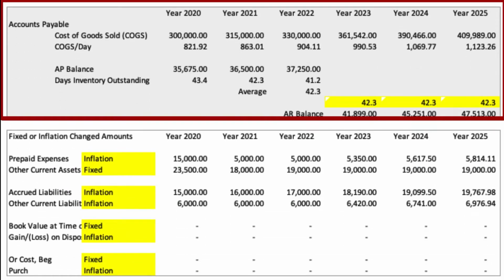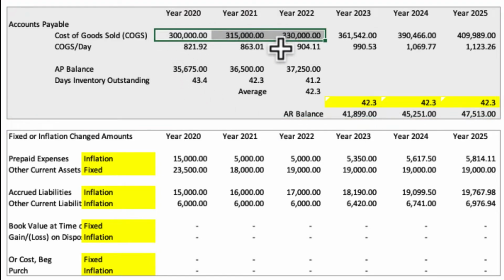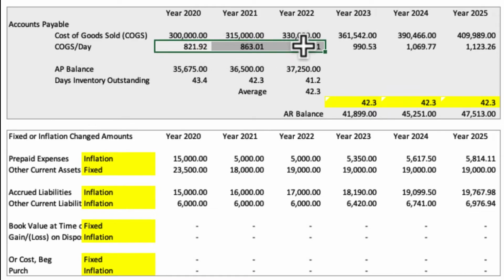Then we get down to the accounts payable section. It shows the cost of goods sold for the historical periods. Again, how much cost of goods sold per day on average. And then what has the accounts payable balance been like over those periods? Now what this is telling me is that on average, we pay our vendors in about 42 days. So going forward, we can use the same numbers, or we can increase or decrease it.